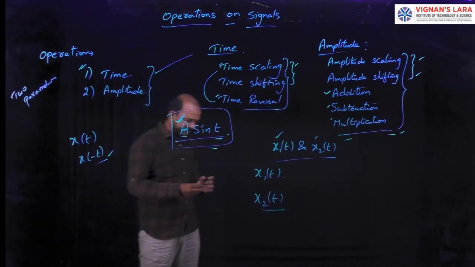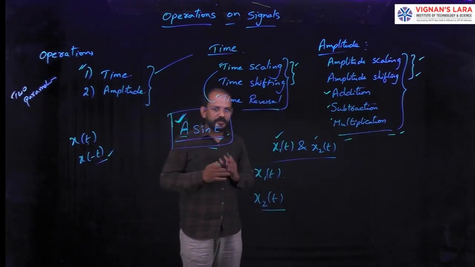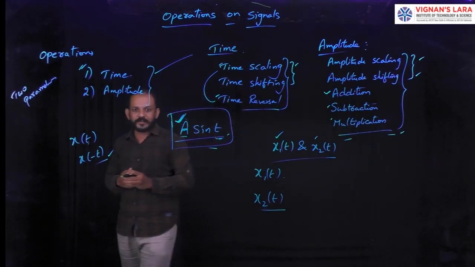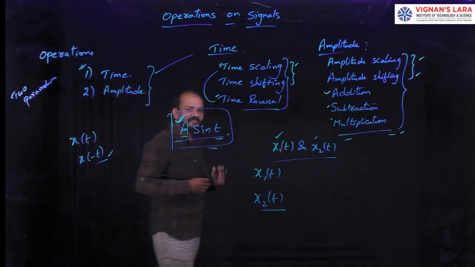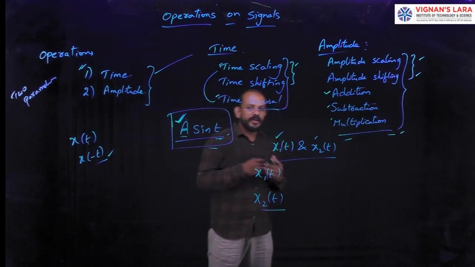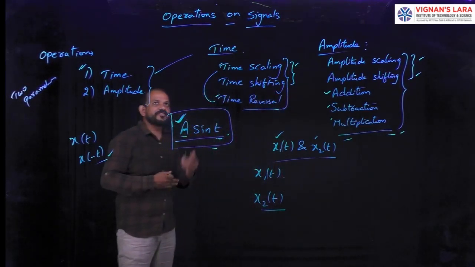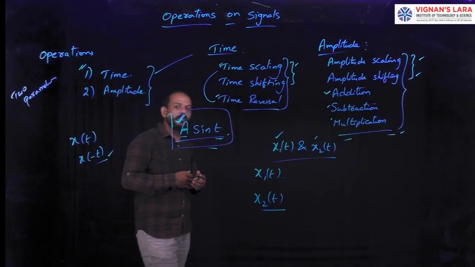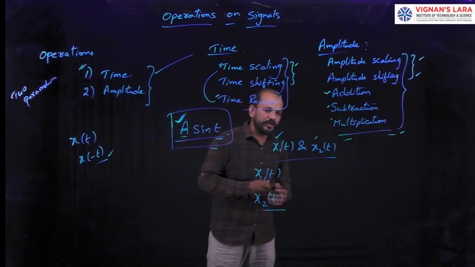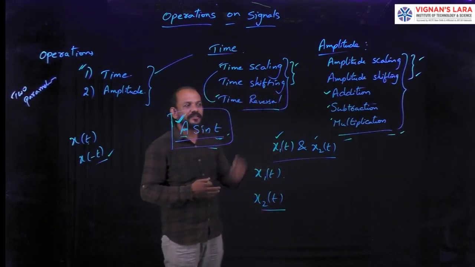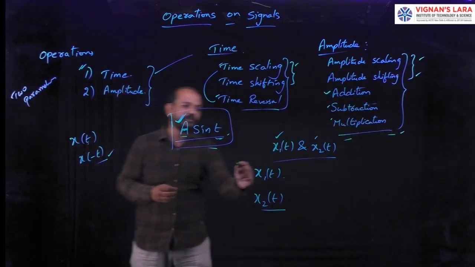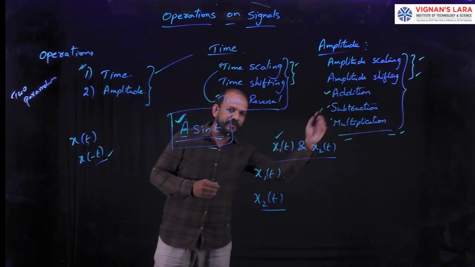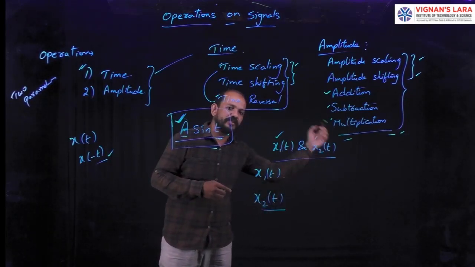Now I will explain these operations with respect to graphs, that is, diagrams and waveforms. Why? Because these concepts are very easy to understand if we go with waveforms. So right from here I will explain these operations with the help of waveforms. I will consider a waveform for x1 of t, and for x2 of t also I will consider a waveform.